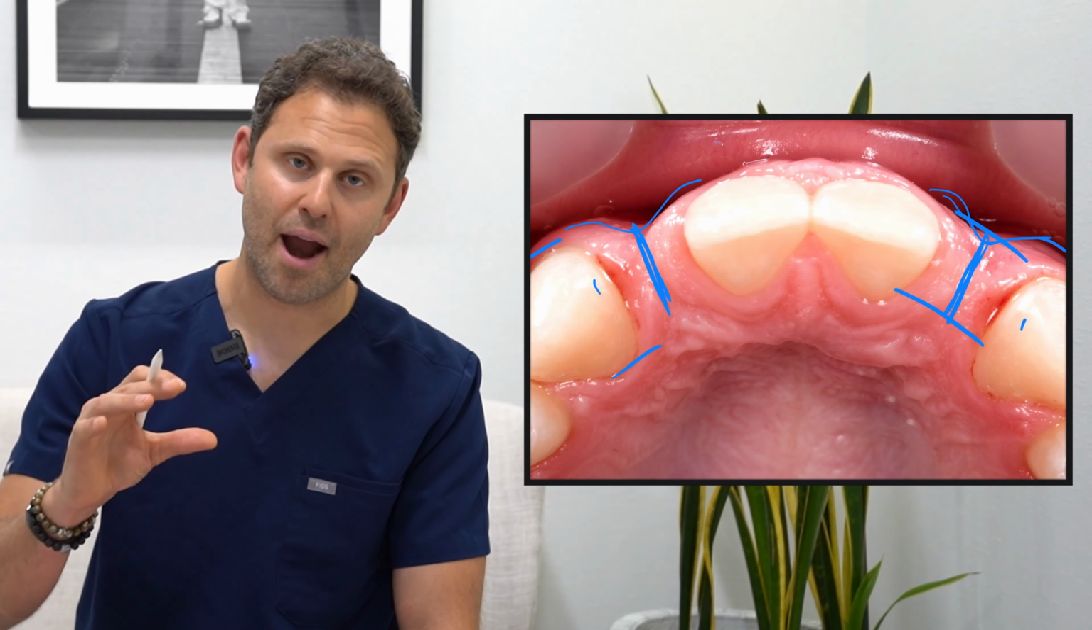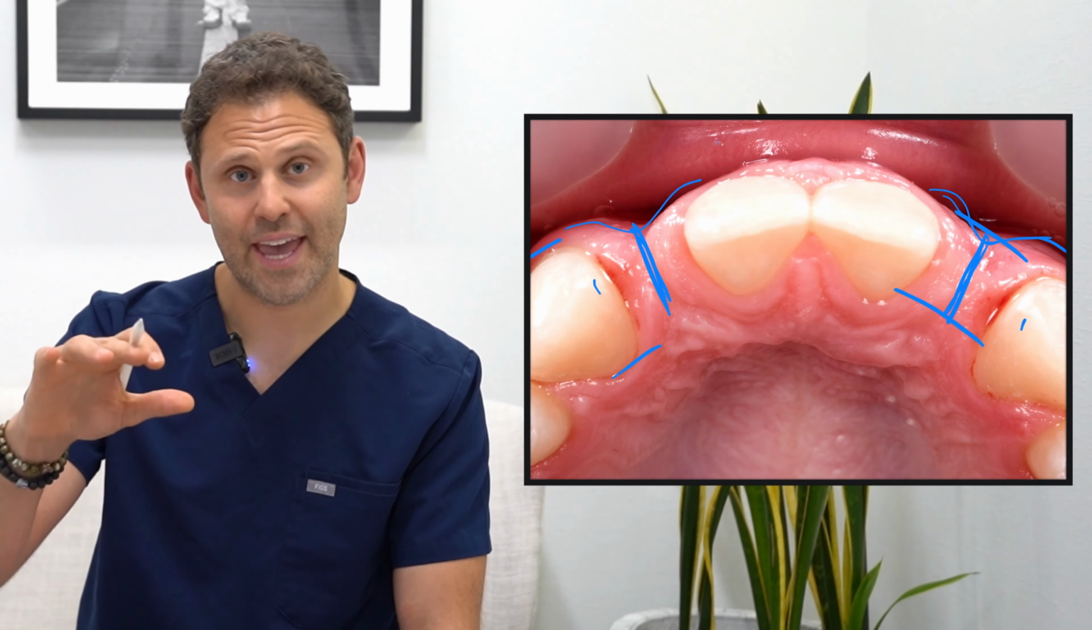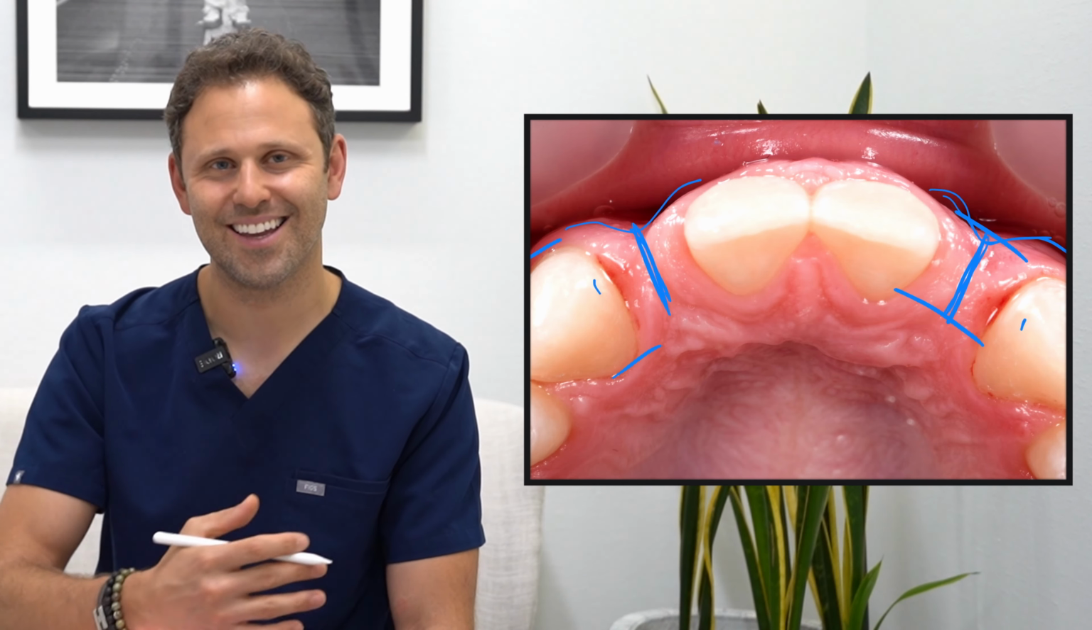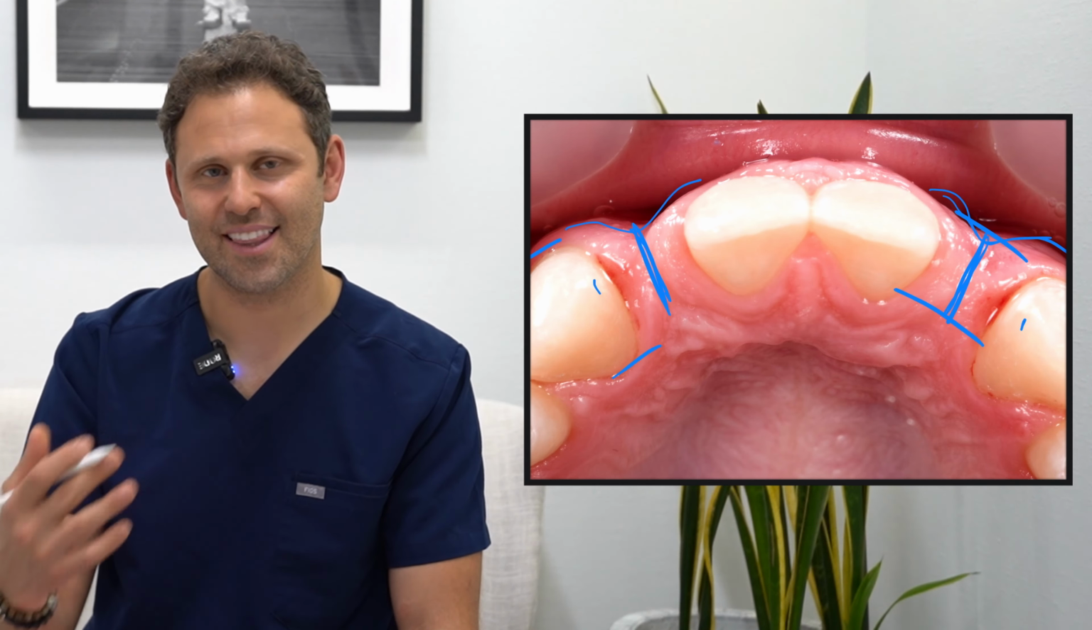So when building the Maryland bridges, you have to account for that and think about how the tissue flows, so that when you have the patient smiling and talking and communicating, it looks natural and it's not two teeth that don't fit.